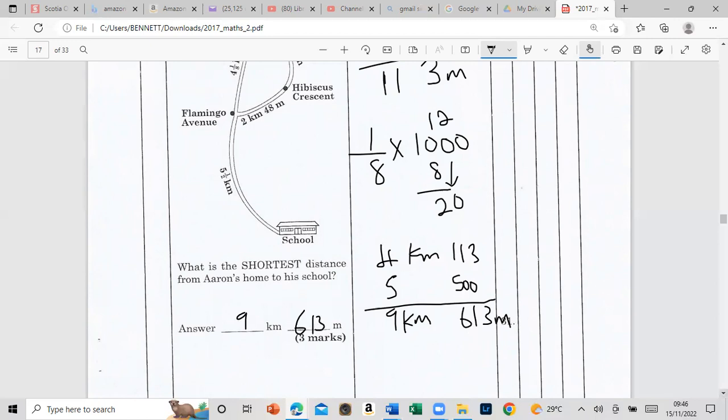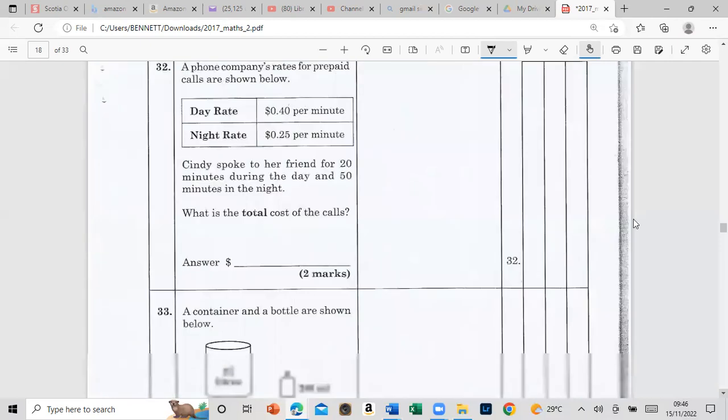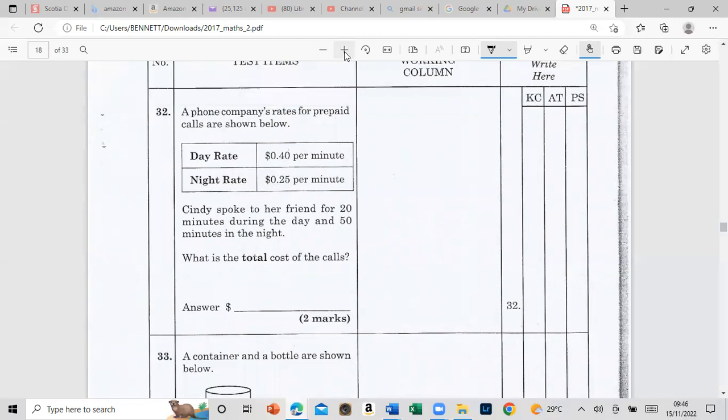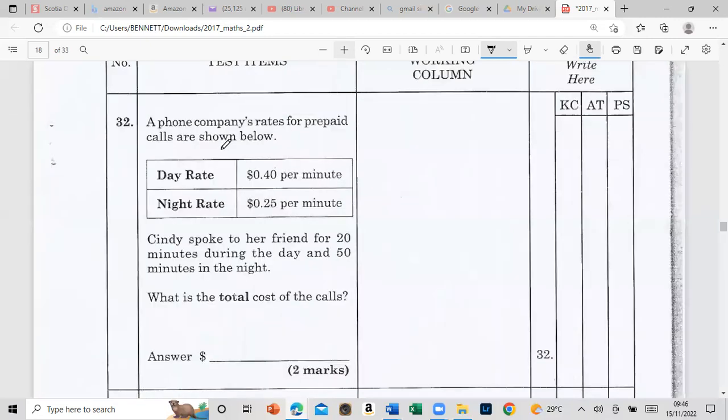Alright, let's proceed now. We're at 32. A phone company's rates for prepaid cards are shown below. So their day rate is 0.4 per minute. Night is 0.25. We could just call it 40 cents and 25 cents, be easier, alright? Cindy spoke to her friend for 20 minutes during the day and 50 minutes during the night. What is the total cost for the calls?